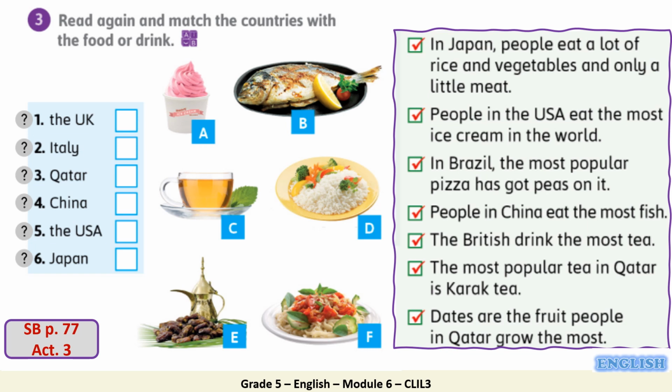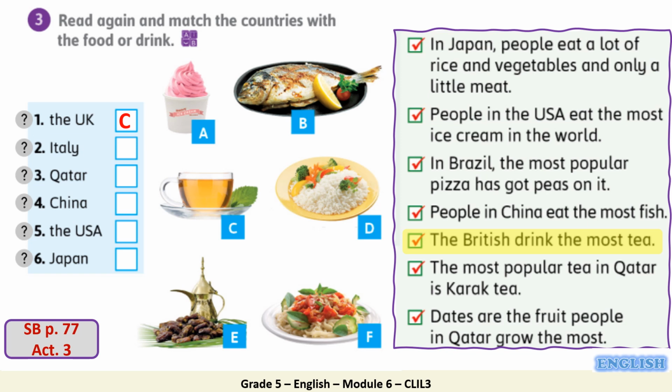The UK. Which food or drink is the UK famous for? Ice cream, fish, tea, rice with vegetables, dates with Arabic coffee, or pasta? Very good. The British drink the most tea. So the answer is C. Excellent. Now, I need you to pause the video for 2 minutes only. Then, come back to me and let's check our answers together.